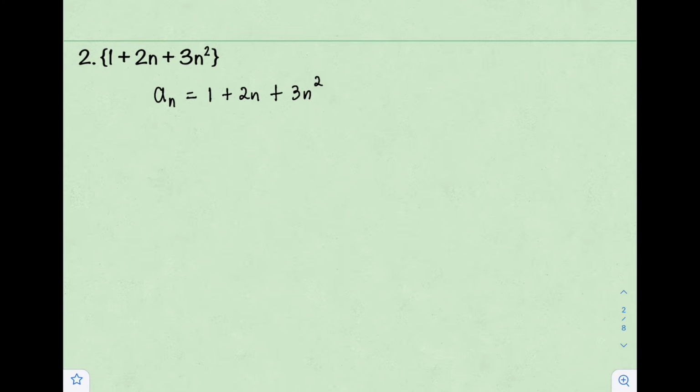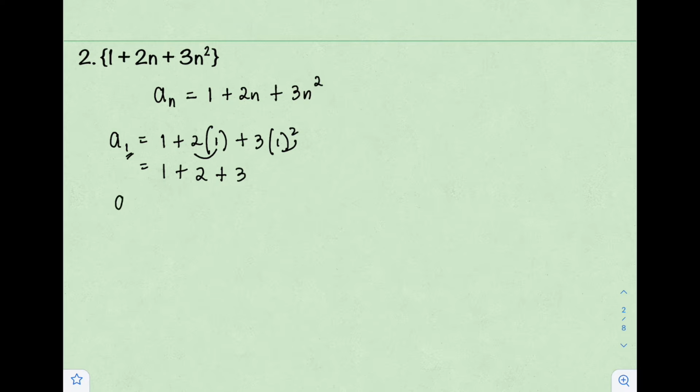Okay, so to get the first term ng ating sequence, substitute lang natin yung n natin, which is 1, dun sa ating equation. So that is 1 plus 2 times n, which is 1, plus 3n squared. So simplify natin to, guys. So 1 plus 2 times 1, this is 2, plus 1 squared, that's 1 times 3, so 3. So therefore, ang first term natin is equals to 6.